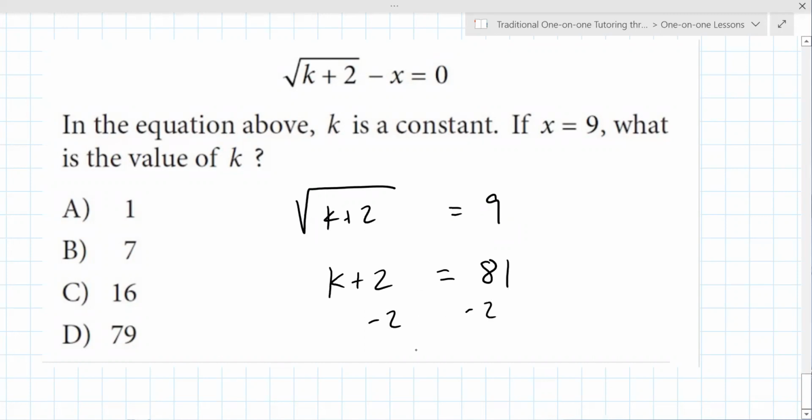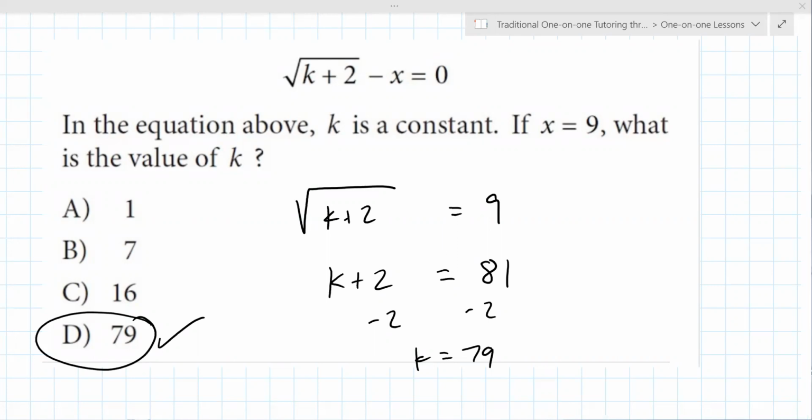79. Very good. Now, yet again, a reason not to try the answers is sometimes you'd say, oh, 7 plus 2, that's 9. 9 minus 9 is 0, but it's the square root of 9. You have to be very, very careful about things like that.